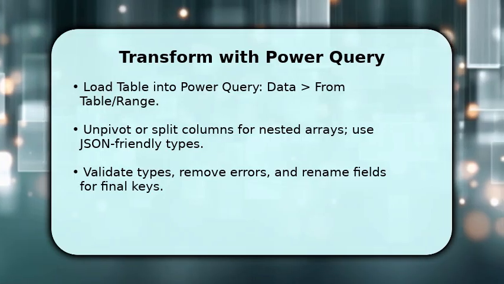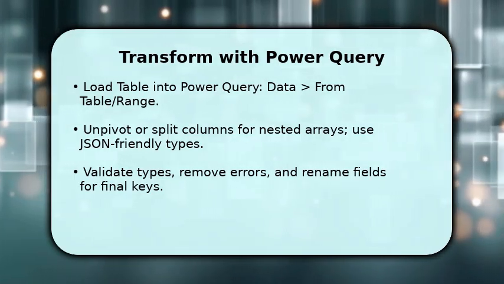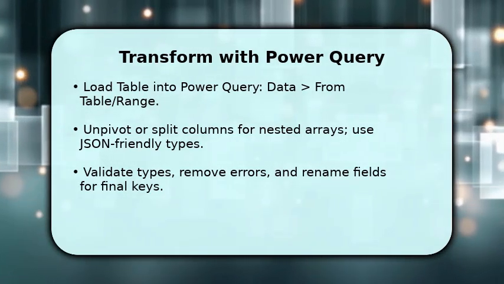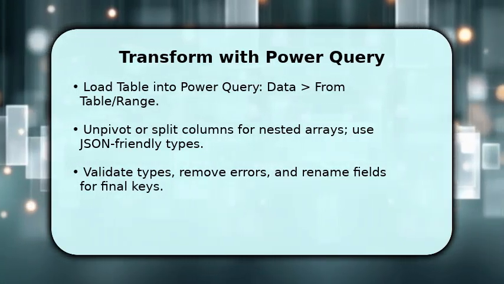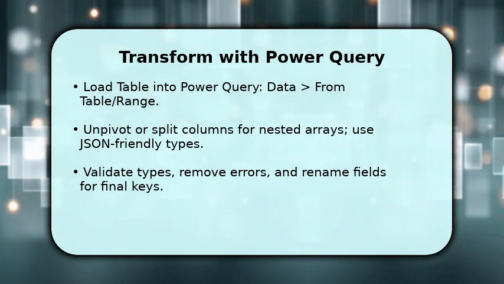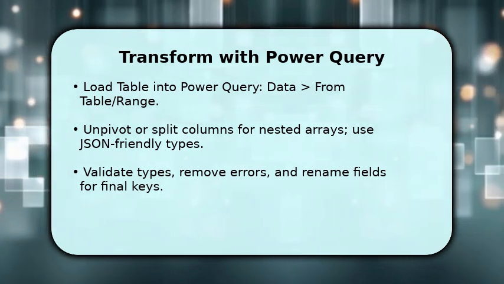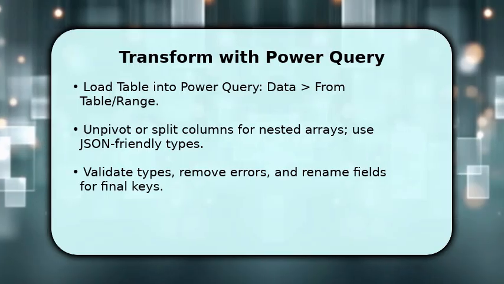Once transformations look right in the preview, close and load back to Excel or choose Export JSON using an add-in or script. This middle step gives you precise control over structure and data cleanliness. Finish by exporting to JSON with the method you prefer.